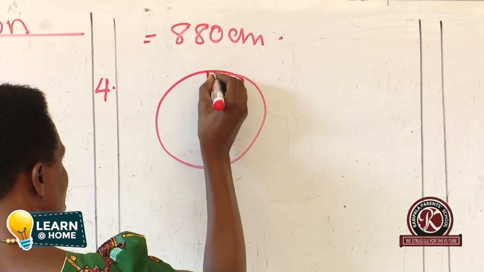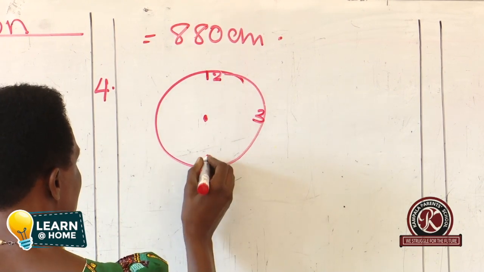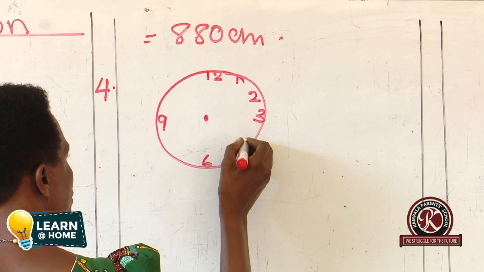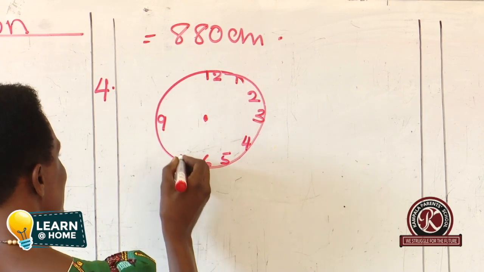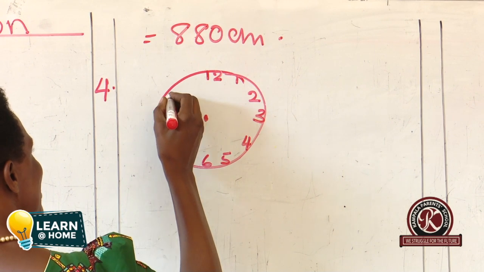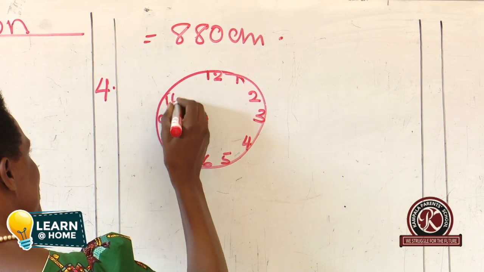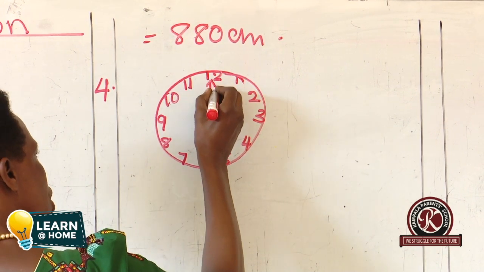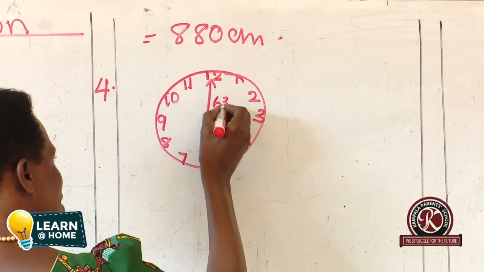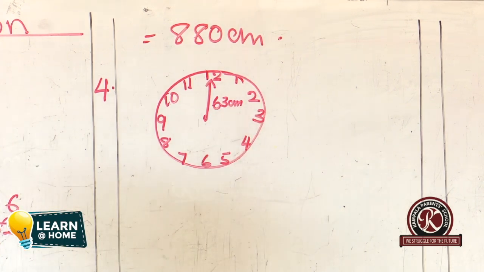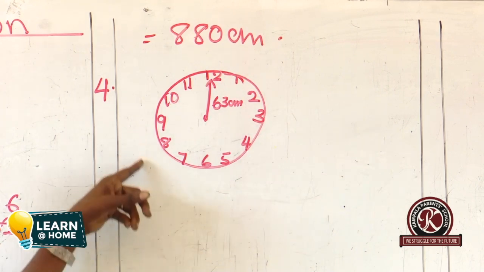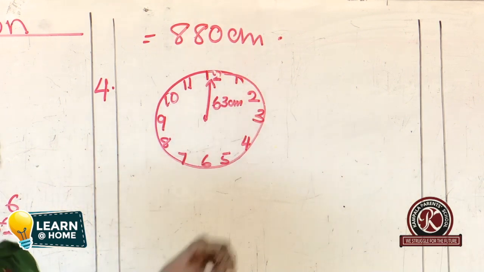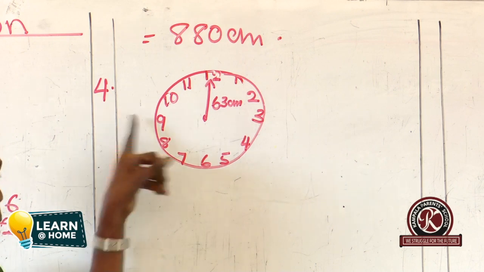So here we have 12. We have here 3, 6. Here we have 9. 1, 2, 4, 5, 7, 8, 10, 11. So this is the minutes hand. The long hand is what we call the minutes hand. The radius here is 63 centimeters. So if it moves round, it will give you the circumference of this round clock.